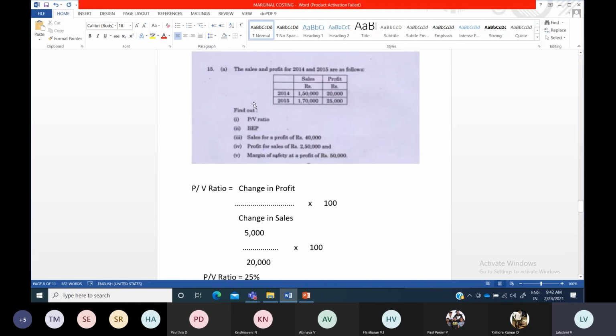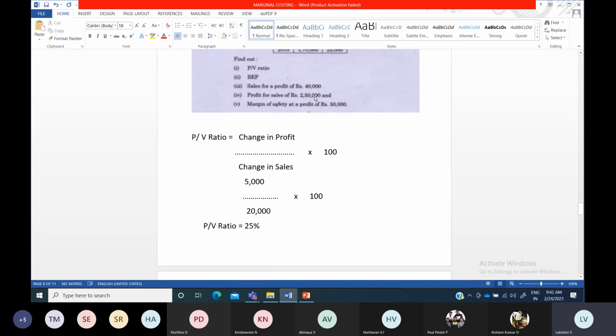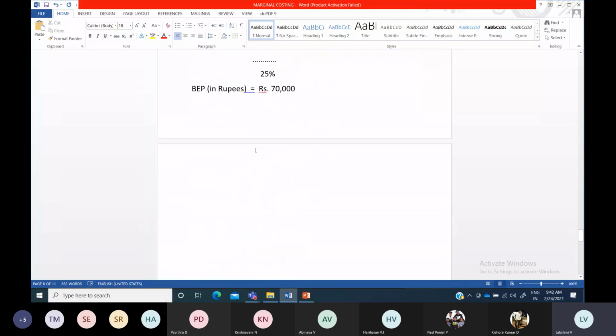Break-even point, PV ratio, we found out. Next, sales for a profit of 40,000, and profit for sales of 2,50,000. First, let us complete the third subdivision. Sales for a profit of 40,000. Profit information they have given, sales you have to find out. Now, next subdivision. So, three, all those things you have to mention.